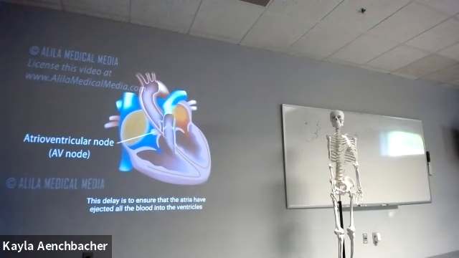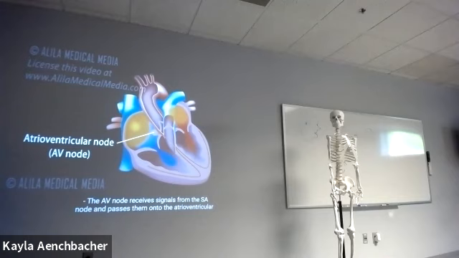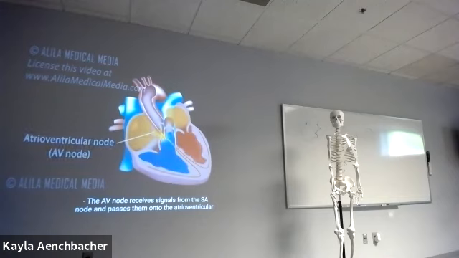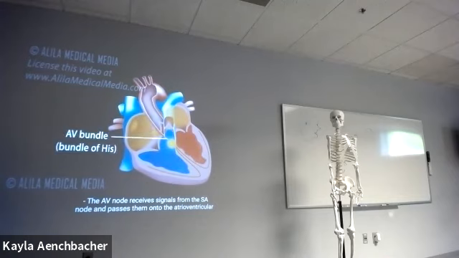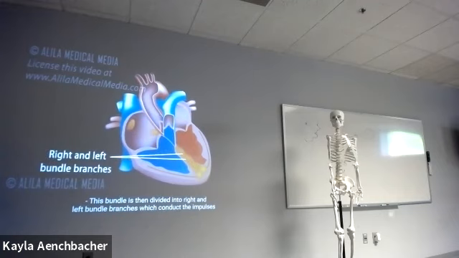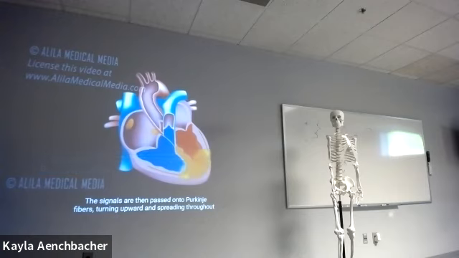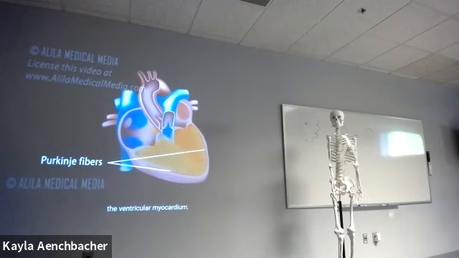This delay is to ensure that the atria have ejected all the blood into the ventricles before the ventricles contract. The AV node receives signals from the SA node and passes them onto the atrioventricular bundle, AV bundle, or bundle of His. This bundle is then divided into right and left bundle branches, which conduct the impulses toward the apex of the heart. The signals are then passed onto Purkinje fibers, turning upward and spreading throughout the ventricular myocardium.